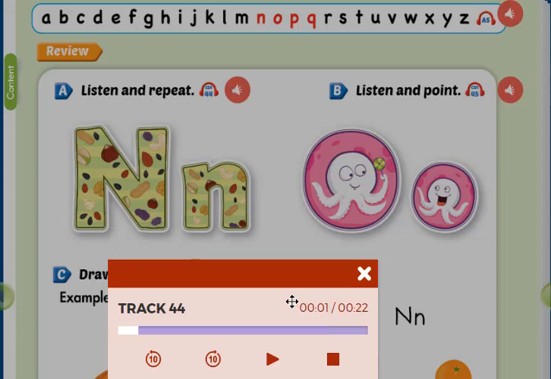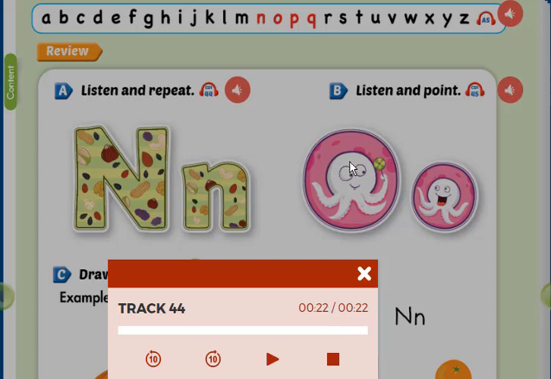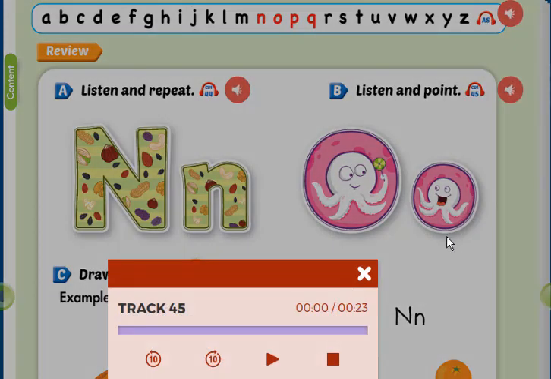Unit 3. Numbers. Lesson 2. A. Listen and repeat. B. Listen and point.